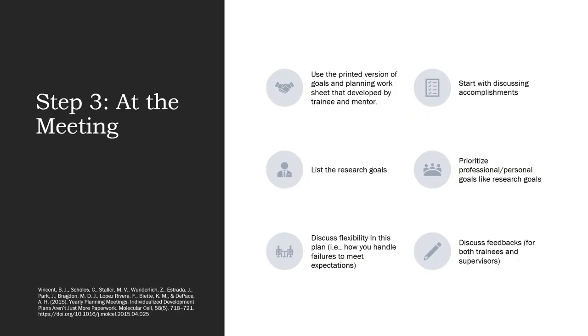Okay, now let's move into the at-the-meeting step. In this step, it is really important to have the printed version of the goals and planning sheet developed by the trainee and mentor, and take notes while you are talking to each other. Always the printed version. Why is it important? When you write down and agree on it, it serves as an accountable agreement that you both mutually agree to accomplish during the year or during the time you plan to achieve this goal.